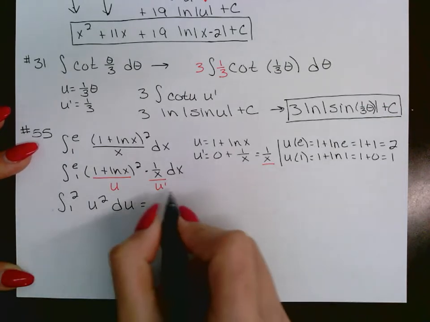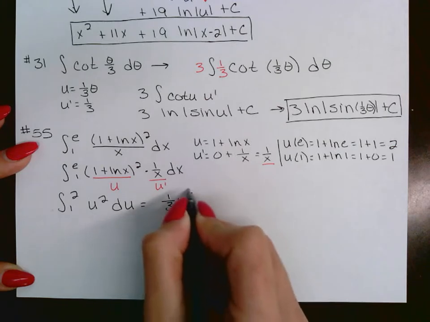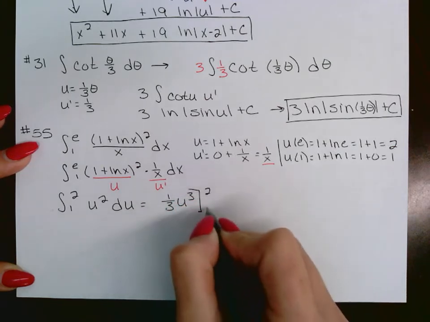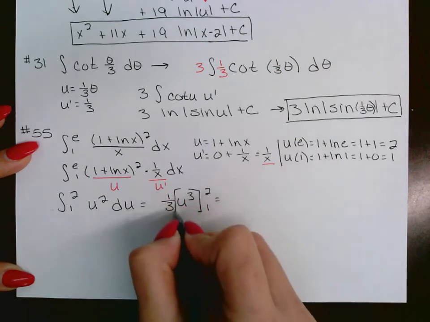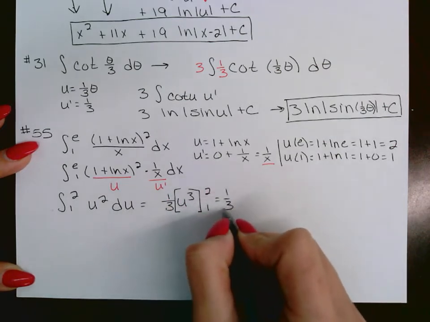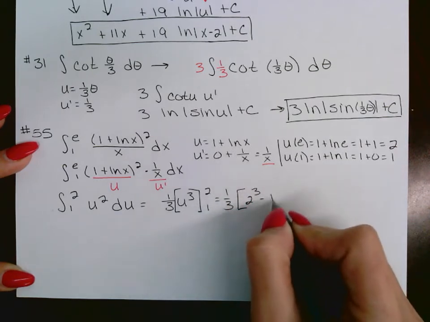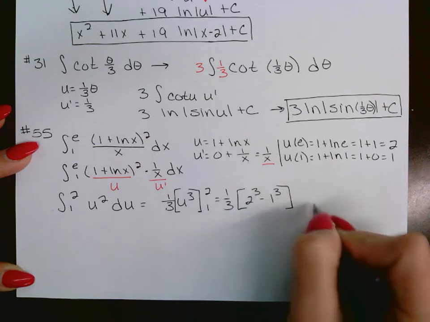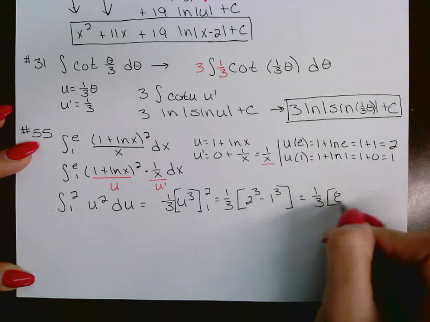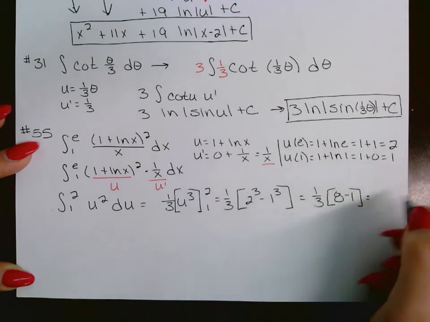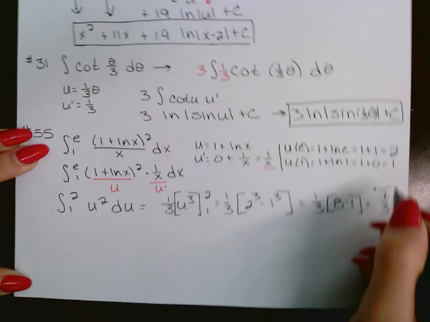Antiderivative here is just reverse power rule. Good. From 1 to 2. I can leave that 1/3 on the outside and deal with it at the end. 1/3 times 2 cubed minus 1 cubed. 1/3 times 8 minus 1. Final answer is just 7/3.